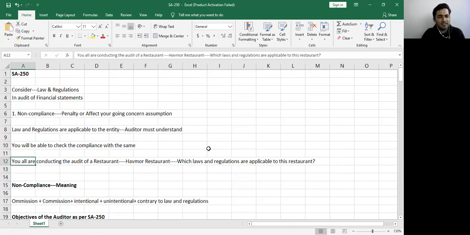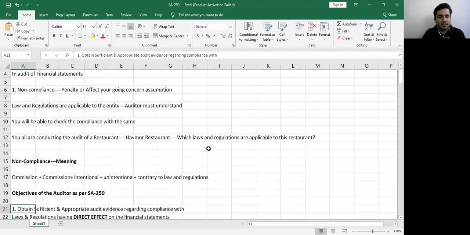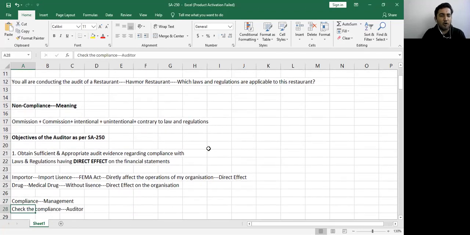Okay, we began this standard by understanding the meaning of the term non-compliance. Non-compliance means omission, or it can be commission. This can be intentional, it can be unintentional, and it should be contrary to the law and regulation. Right? Only then you will call it a non-compliance. Then we did what are the objectives of the auditor as per SA-250. The objective of the auditor is to obtain sufficient and appropriate audit evidence regarding non-compliance with law and regulation, which have a direct effect on the financial statements.